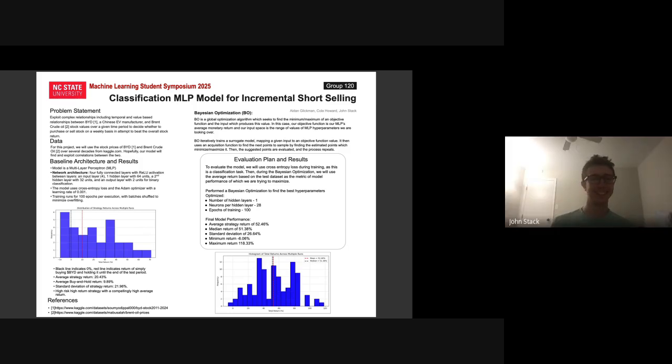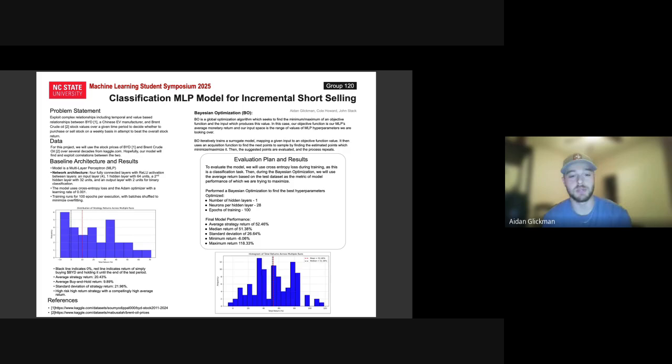And we did a classification MLP model for incremental short selling. So the problem statement is pretty clear. Everybody loves to make money, and a big thing is making money in the stock market. So we decided to try our luck in the stock market.